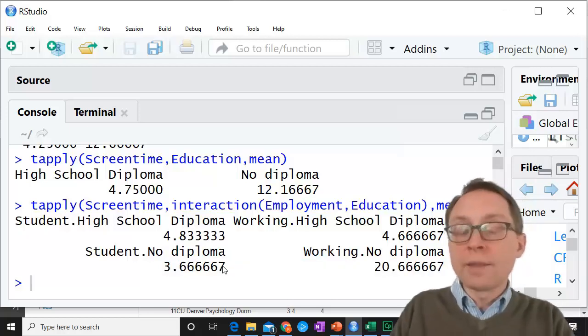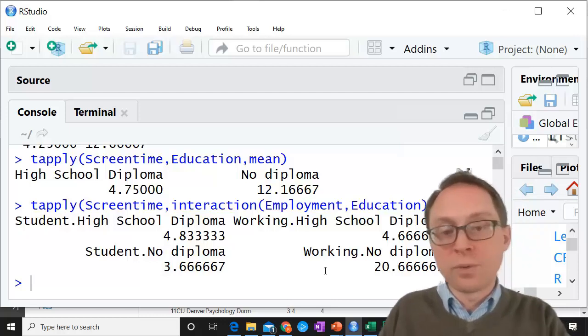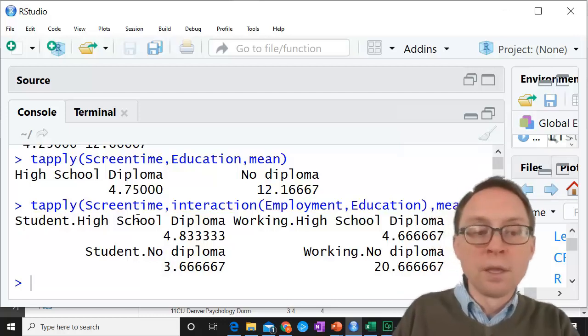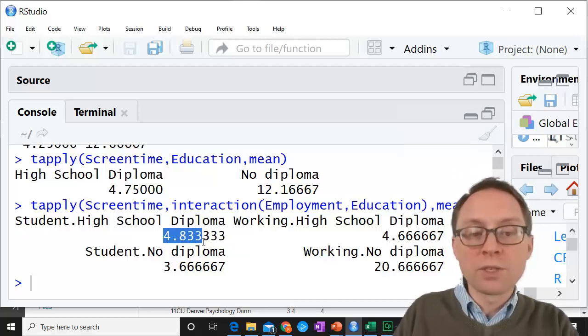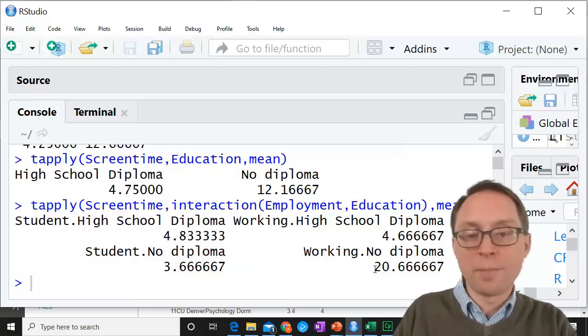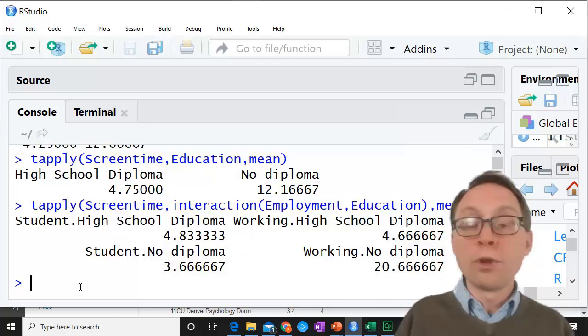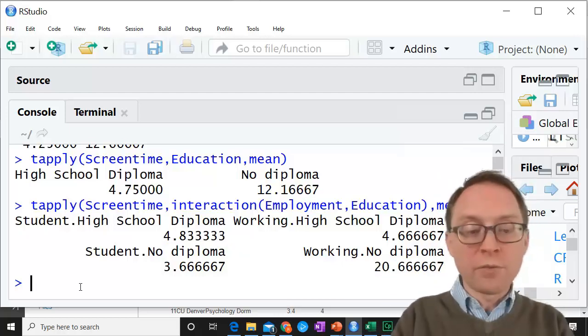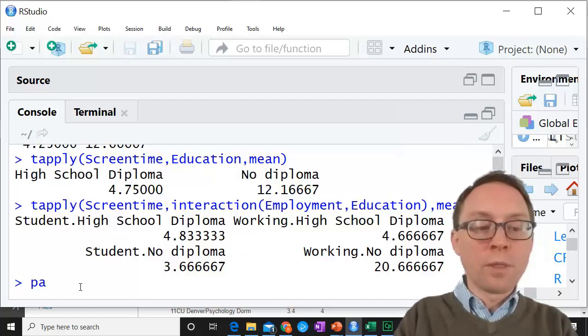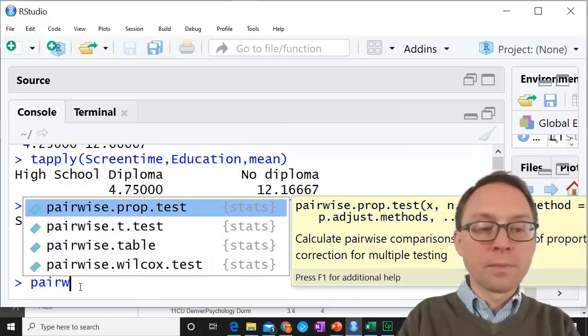So already looking at the means, I know that my hypothesis is not supported because my hypothesis was that students with a high school diploma would watch significantly more. That can't be possible because people who are working with no diploma have to watch more. We don't know which means are significantly different from the others, though. That's when we run the pairwise t-test.